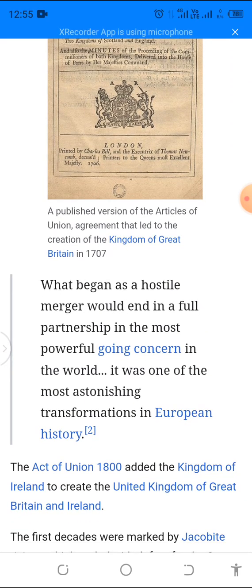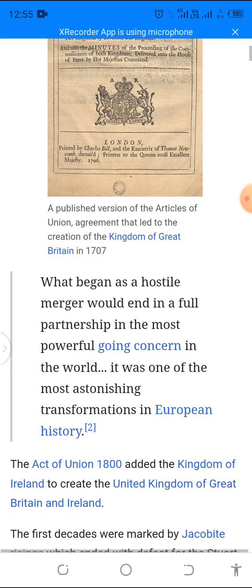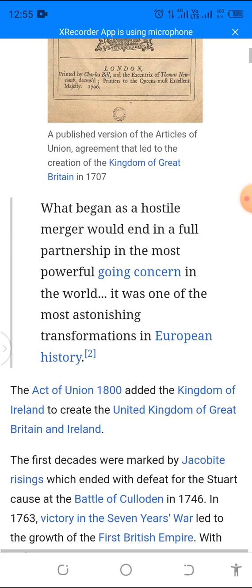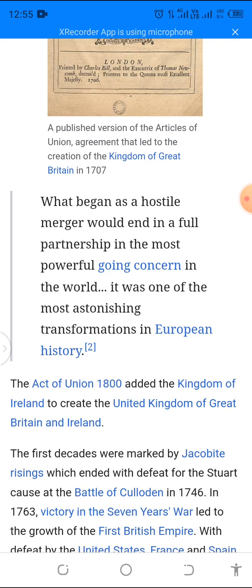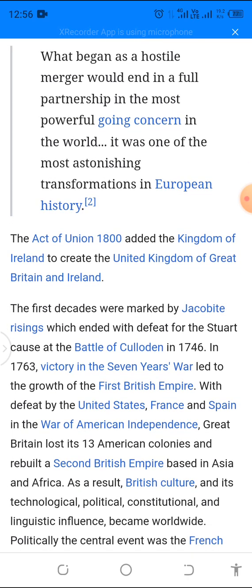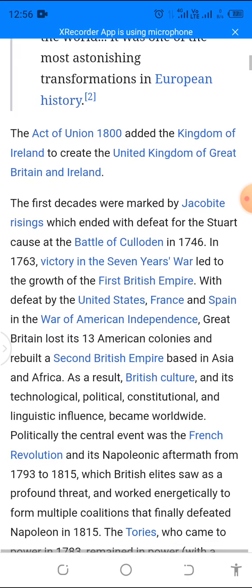What began as a hostile merger would end in full partnership in the most powerful going concern in the world. It was one of the most astonishing transformations in European history. The Act of Union 1800 added the Kingdom of Ireland to create the United Kingdom of Great Britain and Ireland. The first decades were marked by Jacobite risings, which ended with the defeat of the Stuart cause at the Battle of Culloden in 1746.